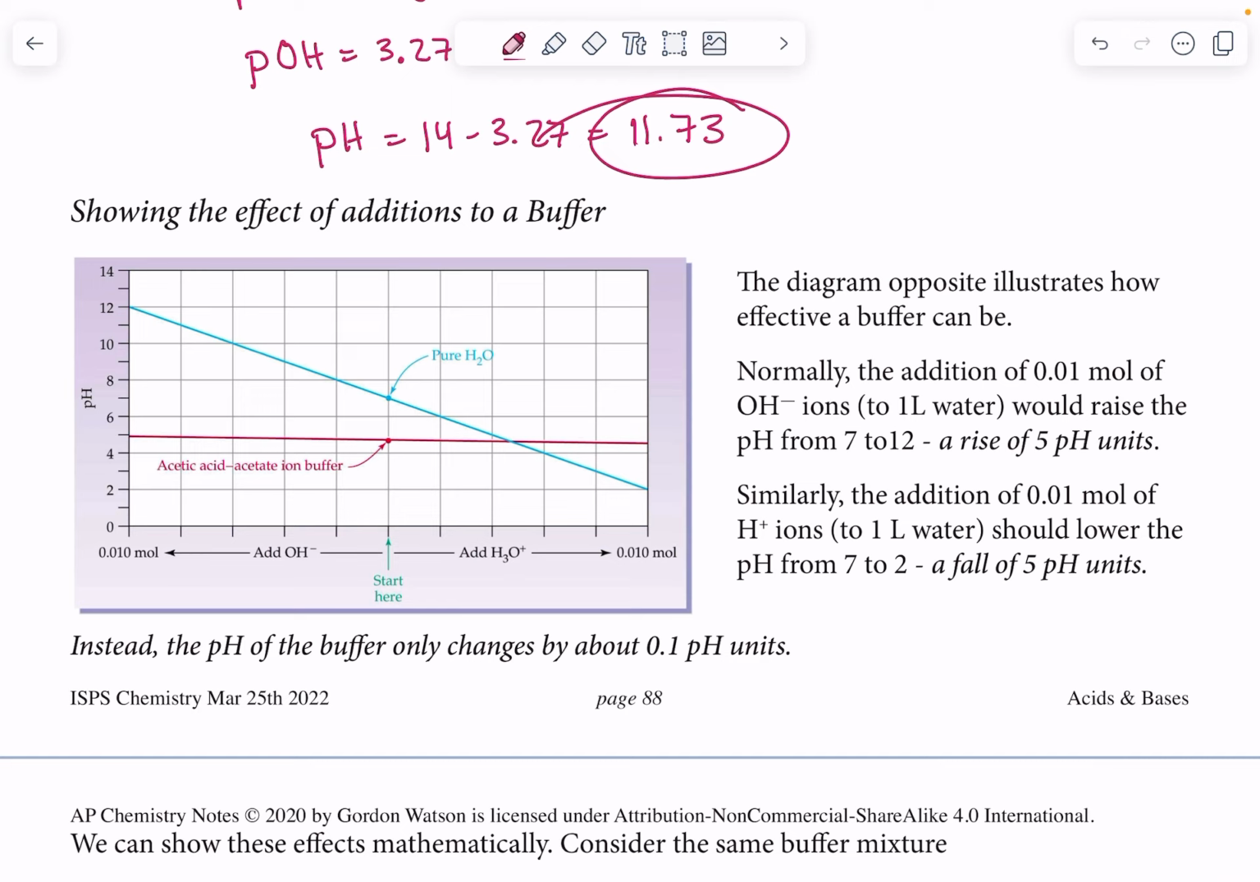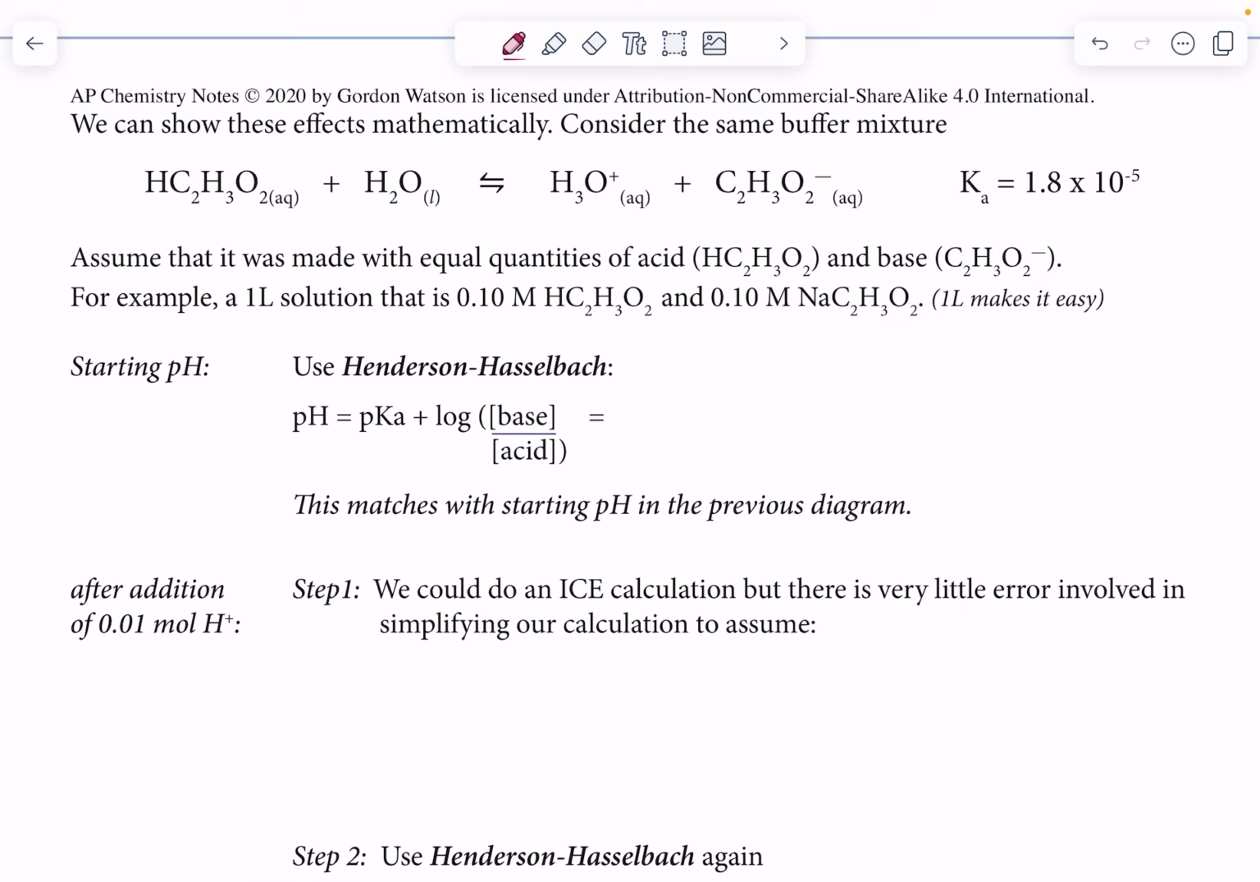We can also look at this mathematically, and we can use Henderson-Hasselbalch to do a comparison. So here we have an equation. We've got HC2H3O2 and water in equilibrium with our hydronium ion and our acetate ion. So that we're looking at acetic acid and acetate here.